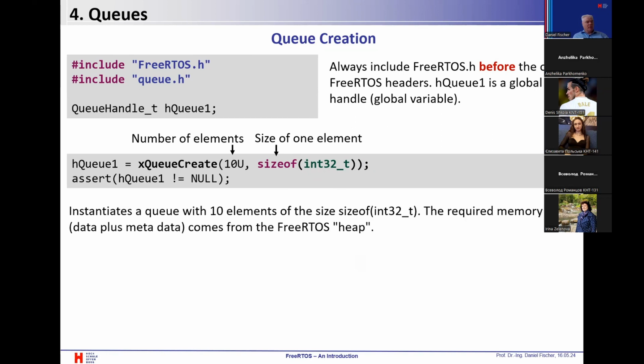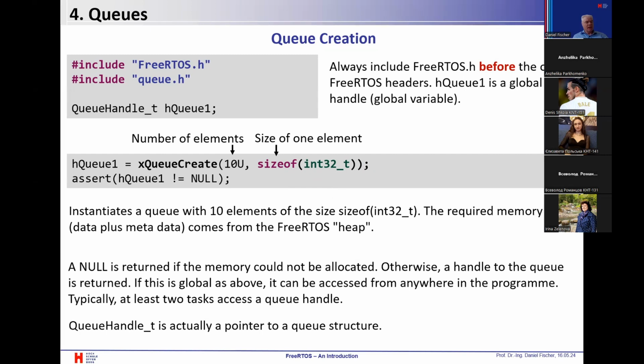Here, number of elements, size of one element. This is what I explained. If null is returned, no memory could be allocated. Internally, this is also a typedef. You can see the _t, and internally it's nothing else than a pointer to a structure. Okay, queue creation, very, very simple.